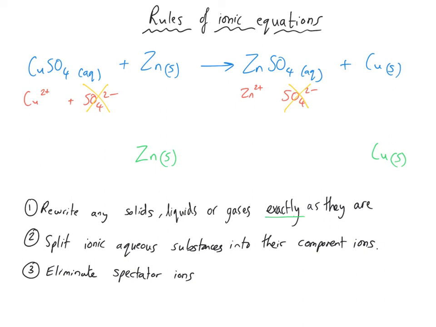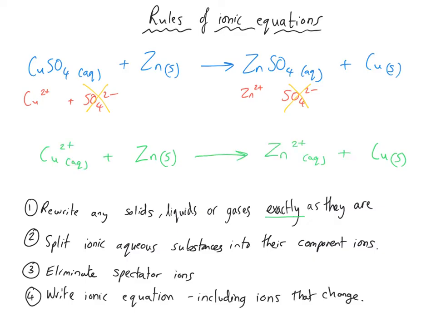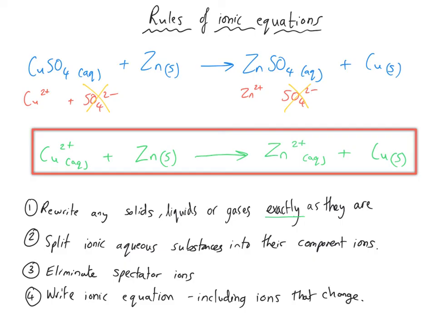And then the final rule, rule 4, is to write down the ions that are changing along with any of the solid, liquid and gases that obviously don't change, it's just the aqueous solutions. Don't forget to include state symbols for everything in your final answer. It's particularly common for people to drop the aq for the ions that they've worked out.